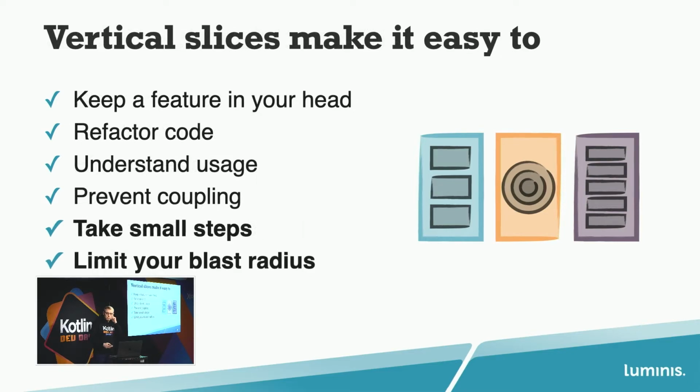So you can probably see where this is going. This makes it easy to keep an overview of a feature, right? Because the code is close together, you can see it. It means it's easier to refactor because you can see which pieces touch which other pieces. You can understand where things are being used.